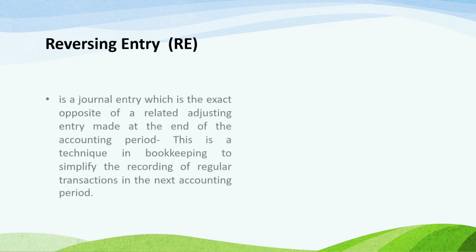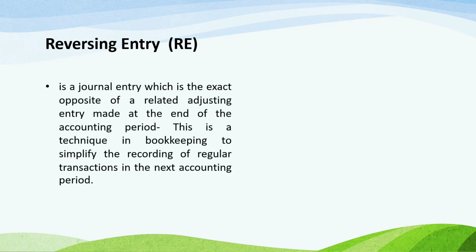Reversing entry. It is a journal entry which is the exact opposite of a related adjusting entry made at the end of the accounting period. This is actually a technique in bookkeeping to simplify the recording of regular transactions in the next accounting period. Reverse means you do the opposite. But not all adjusting entries are reversed. We will discuss later, after we discuss adjusting entries, which adjusting entries need to be reversed.